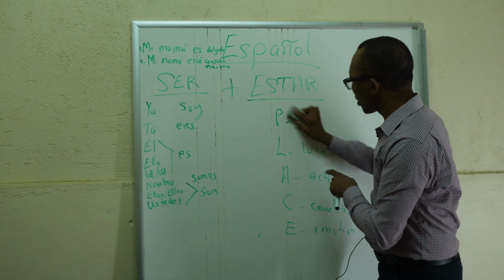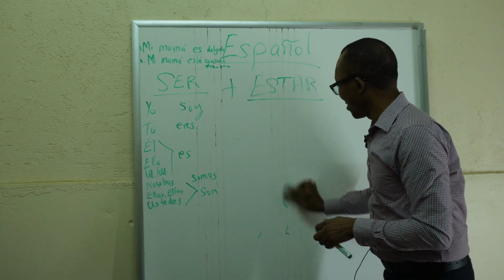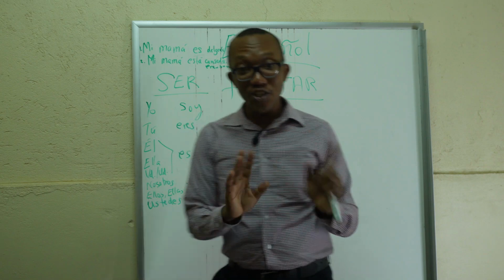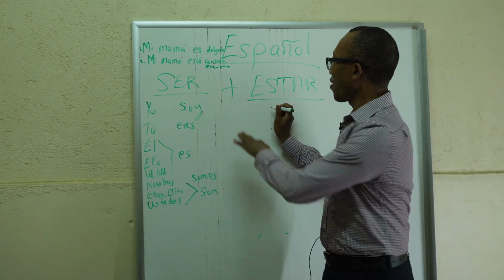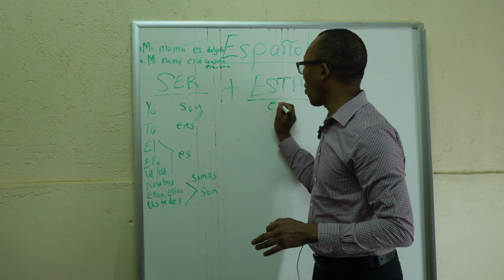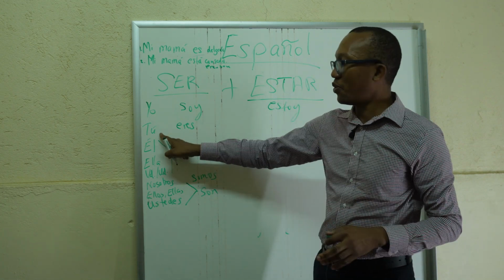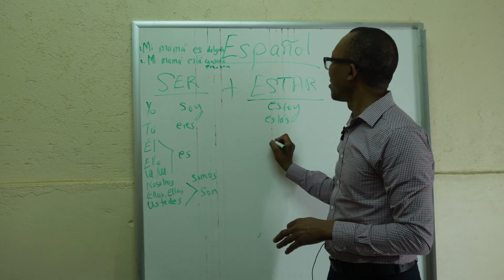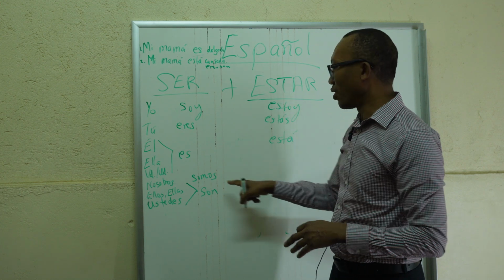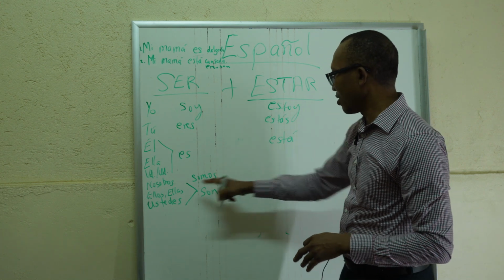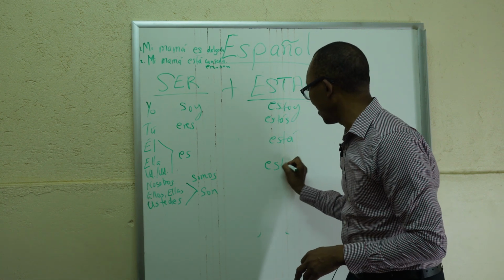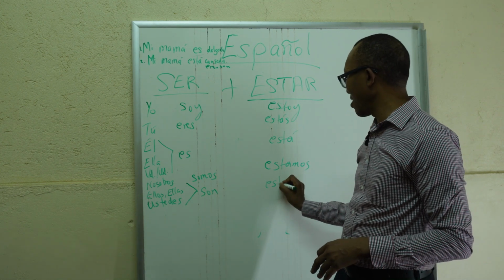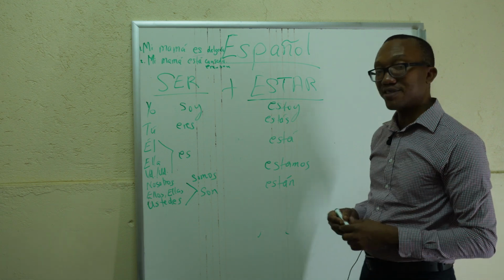So let us go to the conjugations for ESTAR. The pronouns remain, they never change. So whatever verb you are conjugating, they remain. So yo, over here, would be estoy, right? Tú estás. Él, ella, usted está. Nosotros estamos. And ellos, ellas, ustedes están. So there we have it.